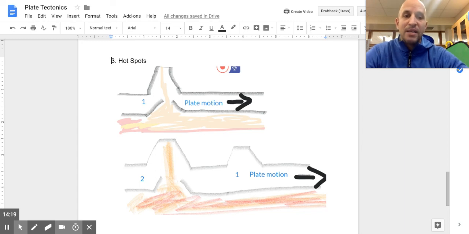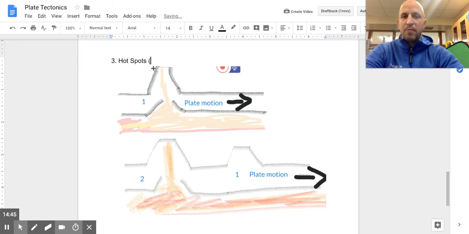So with hotspots, the hotspot doesn't move. It's the plate moving over the hotspot. All right. So there's a weak part of the plate where the hotspot melts through because there's so much magma there at that spot to get through the plates. All right. So what you have to remember with hotspots: the hotspot doesn't move. It's the plate moving over the hotspot. And this is how the Hawaiian Islands were formed.